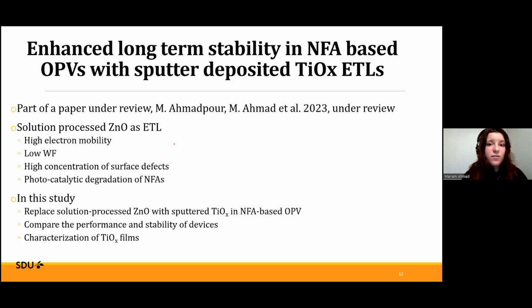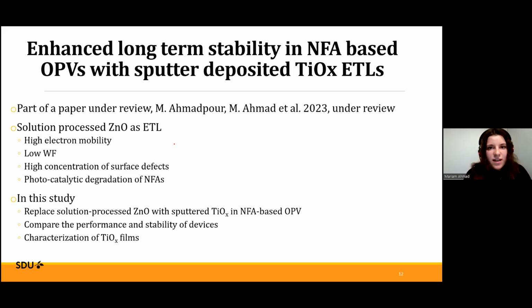However, it has been shown that for non-fullerene acceptor-based devices, solution processed zinc oxide presents some challenges which limit the long-term device stability, and that is because solution processed zinc oxide has a large concentration of surface defects and a strong photocatalytic activity. So when it is exposed to UV light, it results in a photocatalytic degradation of NFA molecules, which, as you can imagine, limits the long-term stability of devices.